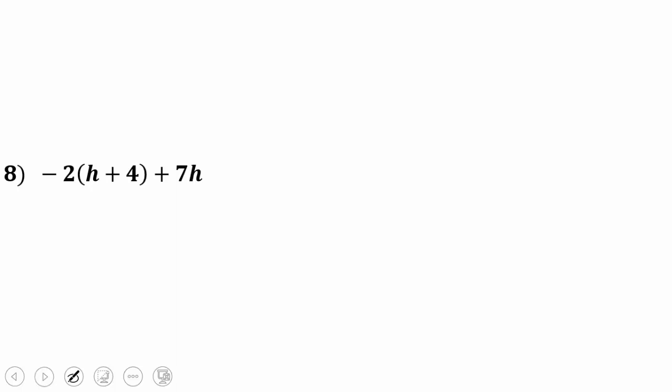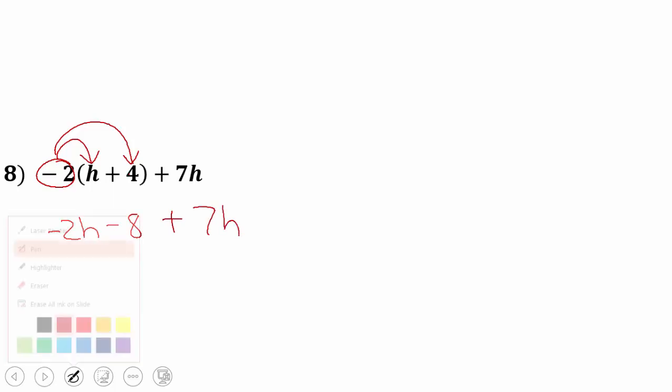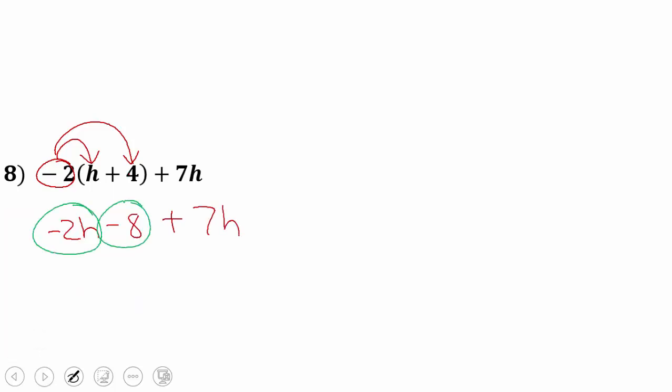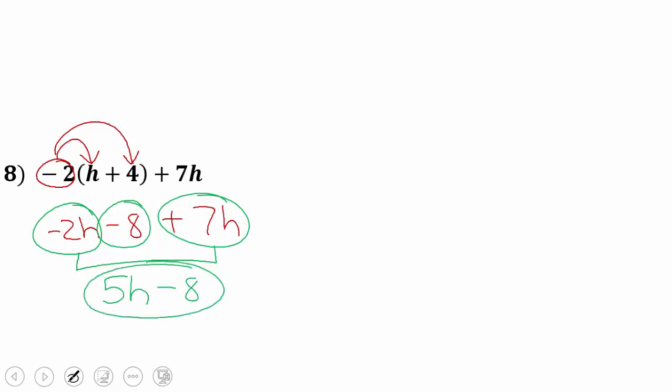Now notice, some people would say that we're subtracting this, but you know what? That is a negative 2 as well. Remember, we could add it and say adding a negative 2. So when I do the distributive property, I am going to keep that negative. I'm going to say negative 2 times h is negative 2h. And negative 2 times a positive 4 is negative 8. And then we're adding that 7h on the end. And so when we circle our terms, we have a negative 2h, a negative 8, and we have a 7h. And we combine the two like terms that we have, the two h terms, and negative 2 plus 7 is 5h, and then we just keep the negative 8 that's there.